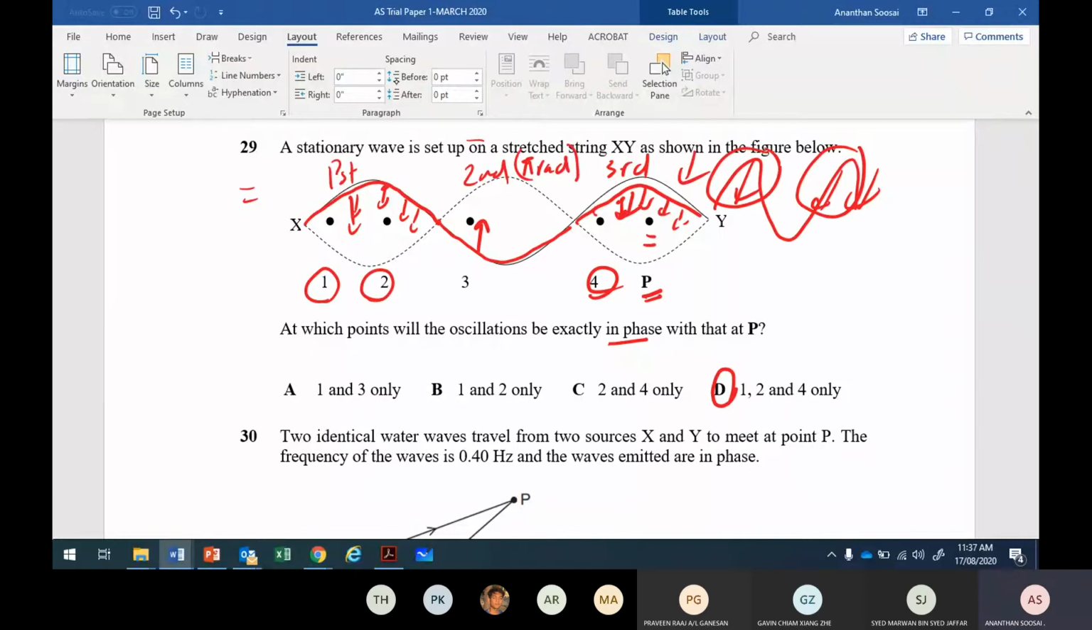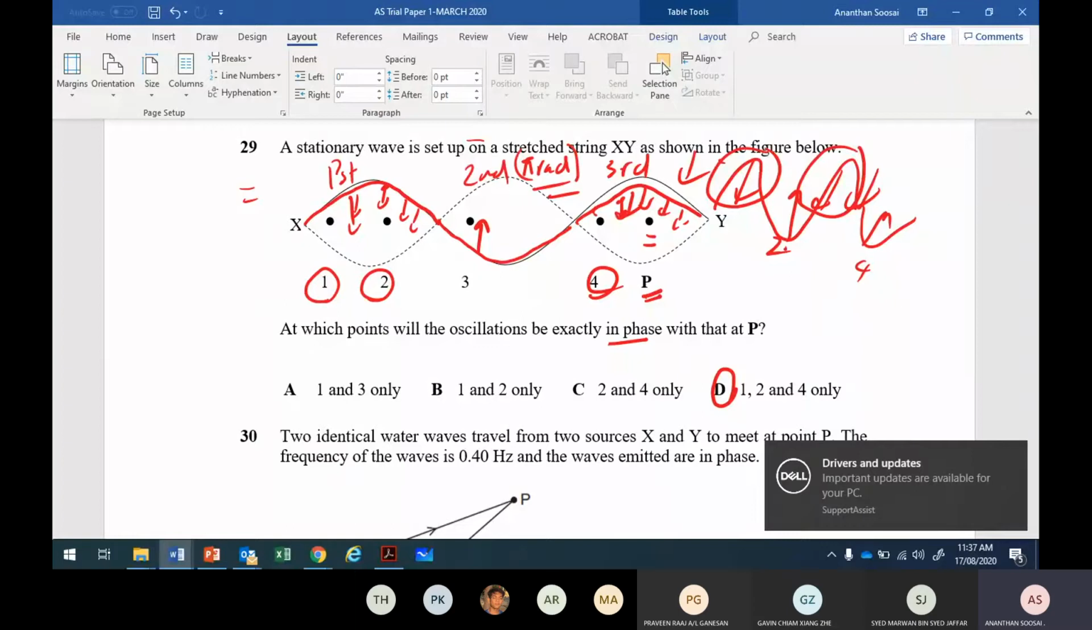The second loop and the fourth loop, the second and the fourth, they are in phase. But the first and second have a phase difference of pi radians, because they always travel in opposite directions.